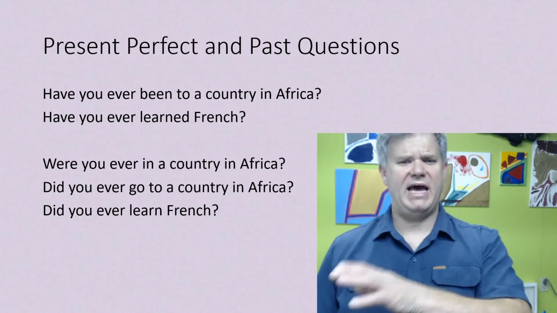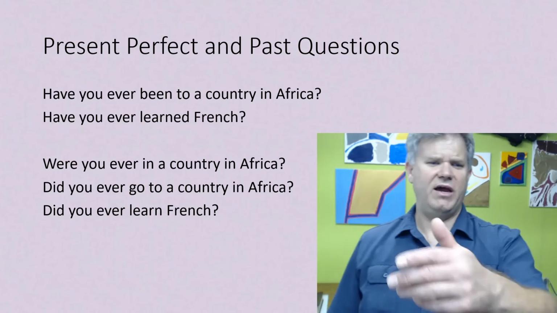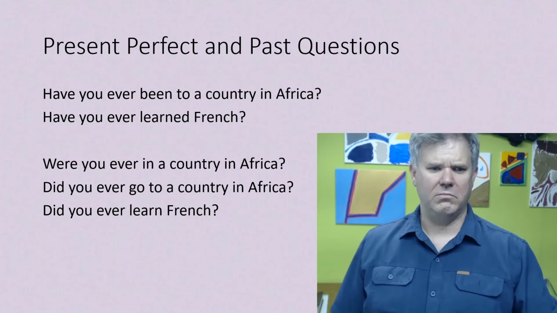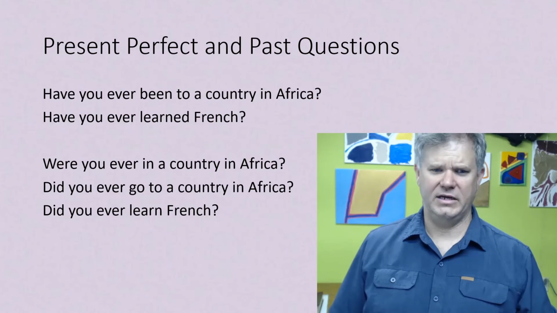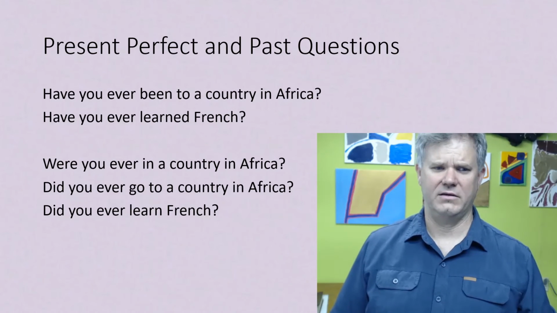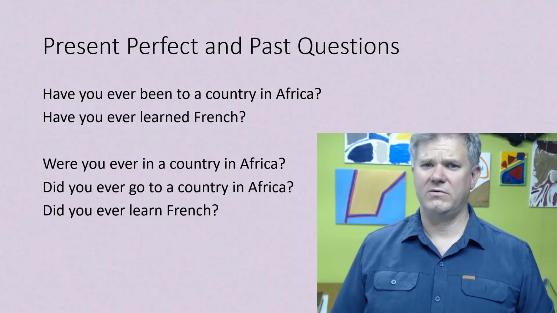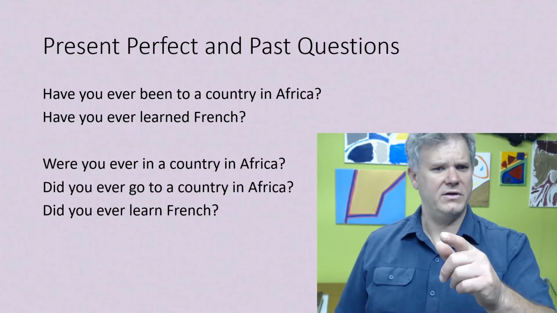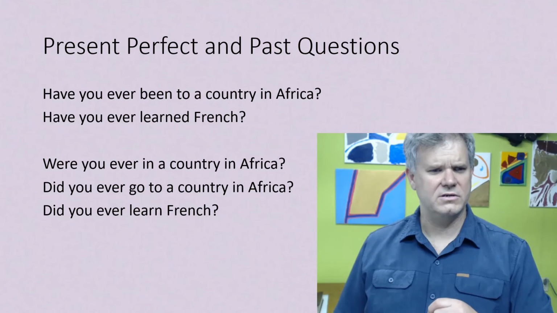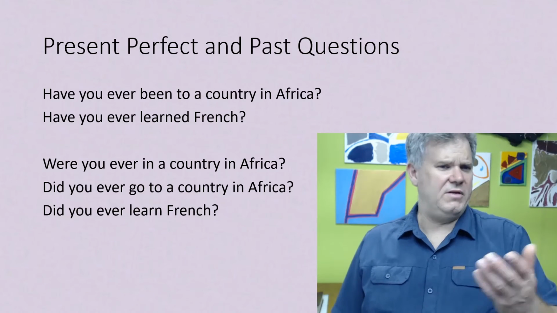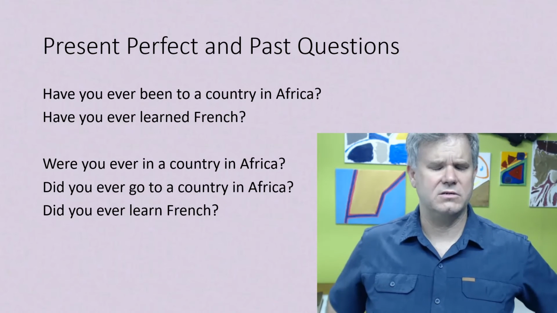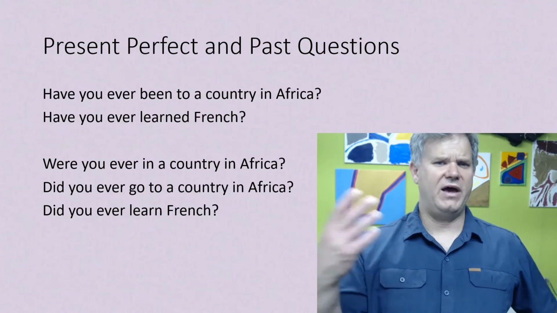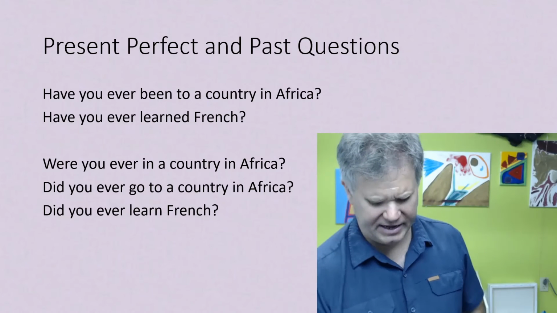Present perfect and past in questions. Have you ever been to a country in Africa? Have you ever learned French? Were you ever in a country in Africa? Did you ever go to a country? Did you ever learn French? They're pretty much the same questions. Did you ever means any time in your life. Have you ever means what? Any time in your life.